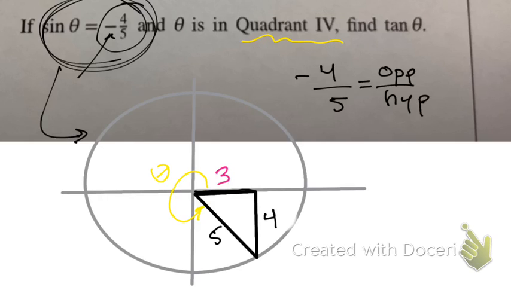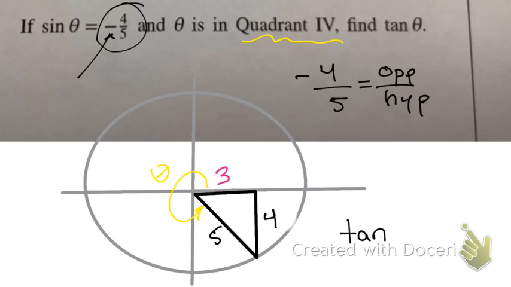So, bottom line though, I am looking for tangent of theta, which I know is opposite over adjacent. But I also know that my opposite side was really going downward, so that was a negative. And I know my adjacent side is not going backward, it's going forward, so that is a positive. And so I know that the tangent ratio is -4/3.